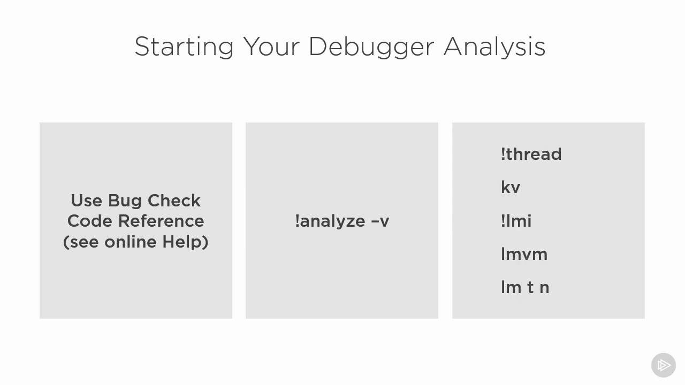Then there's a handful of debugger commands that you'll find yourself using quite a bit, like the !thread to take a look at the thread that was currently executing at the time of the crash, kv to show you your stack backtrace, in other words, what led up to the crash. You can then take a look at the driver that was involved with the !lmi command or the lmvm command. Then you can look at all the installed drivers with the lmtn command. So there's a few commands to get you going.